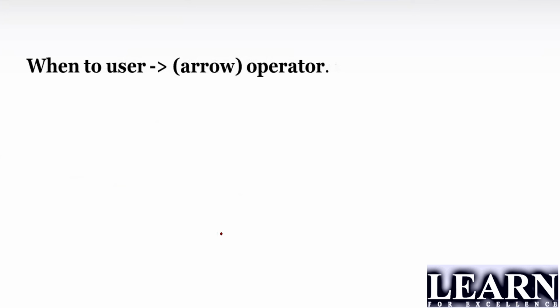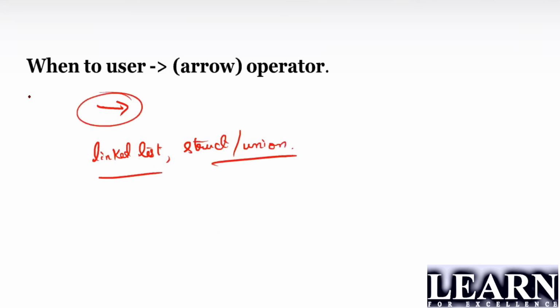When you are going to use the arrow operator, you might have already seen this. You can use it in a linked list and structure or union. In order to access the elements of a structure or a union, you can use this arrow operator. So we are going to use this in linked list as well as structure and union.